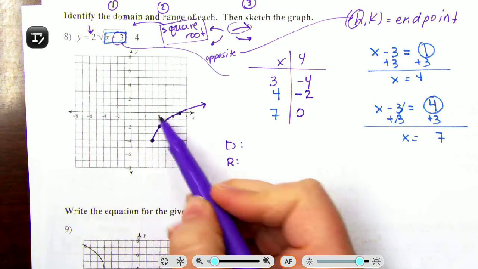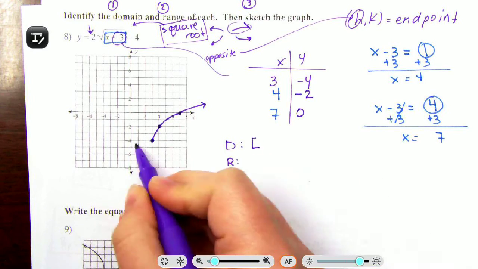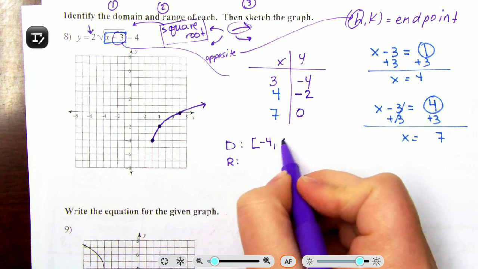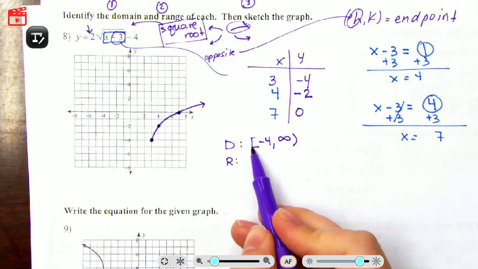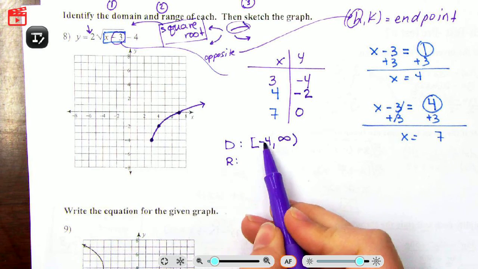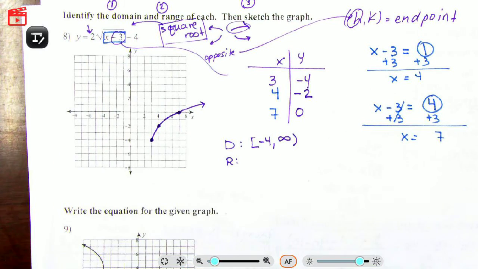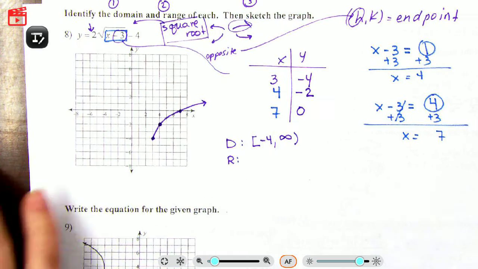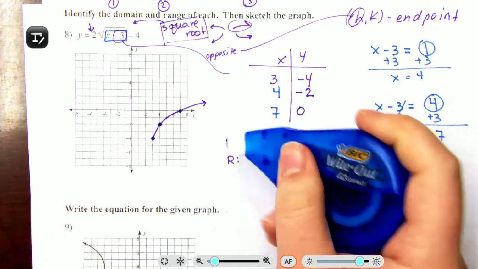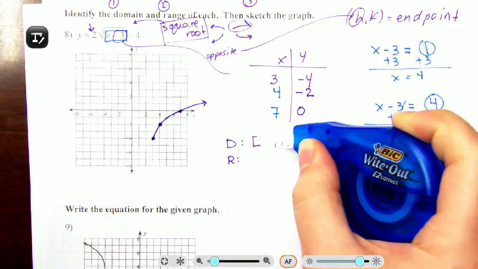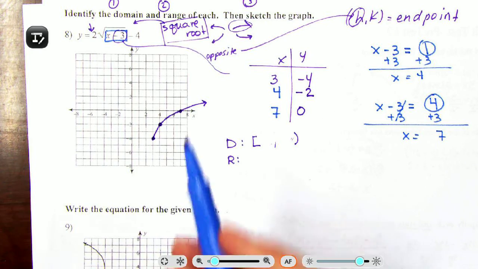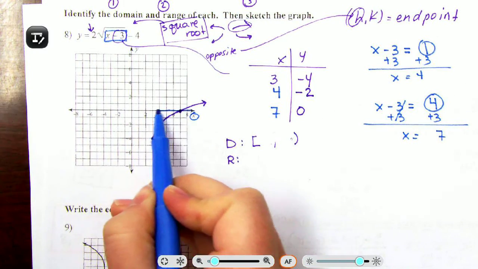Domain, what's the smallest x value it can be? The smallest x value is negative 4. What's the largest x value it can be? Well, if it goes off to infinity, the largest value is infinity. Brackets for numerics like this, because it can be negative 4. Oh, excuse me, I got it flipped up. All right, let's try again. This right here is for my x values. I'm glad I checked. Double check your answers, everyone. We're learning today.